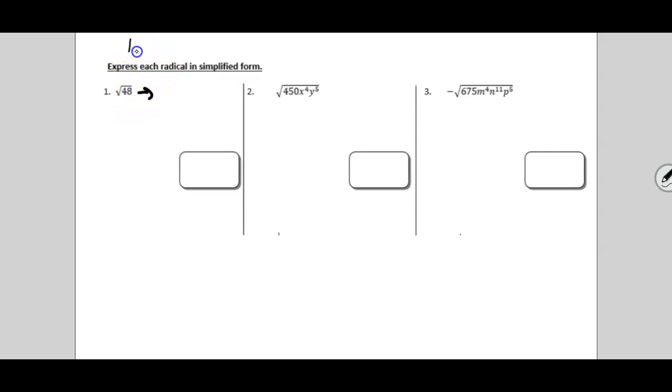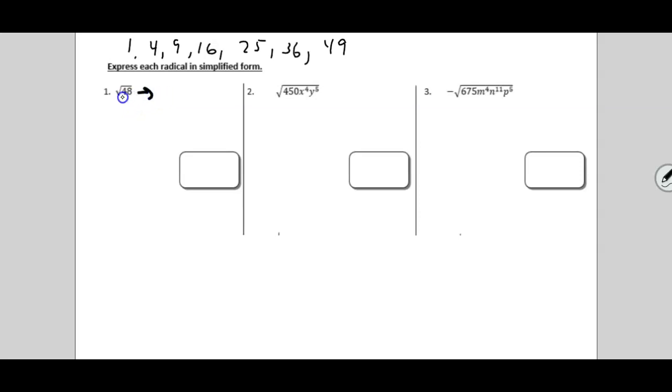So 1 is a perfect square. 1 times 1 is 1. 2 times 2 is 4. 3 times 3 is 9. 4 times 4 is 16. 5 times 5 is 25. 6 times 6 is 36. 7 times 7 is 49. But anyway, when I look at this radical 48 right here, one of these perfect squares is a factor of 48. Actually, two of them are in this case.